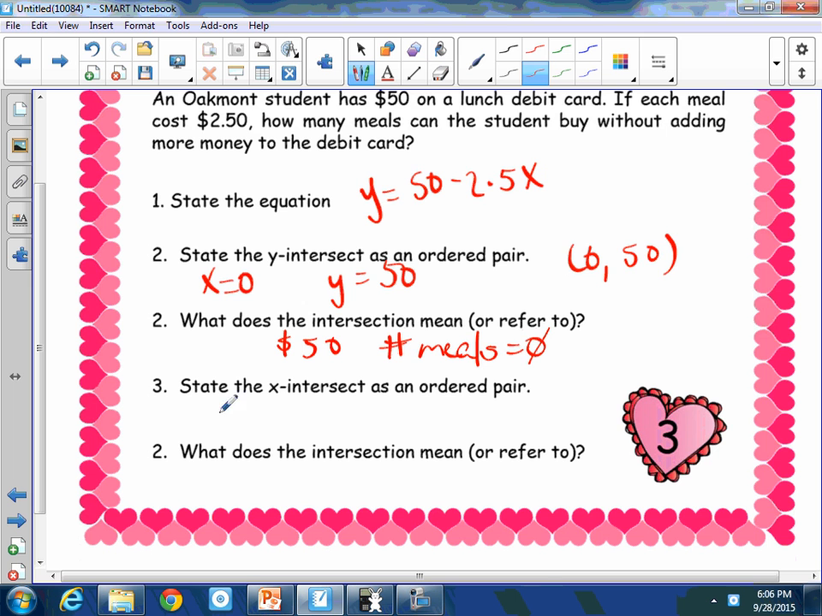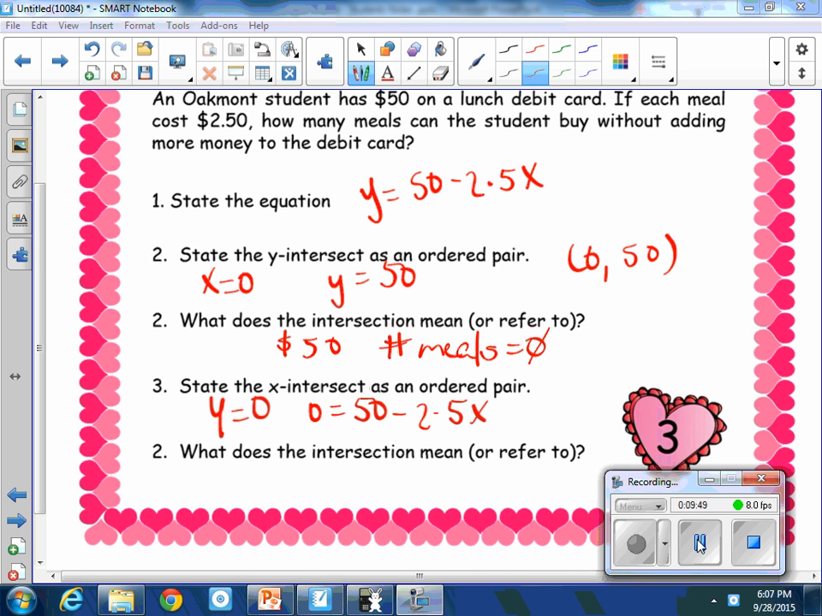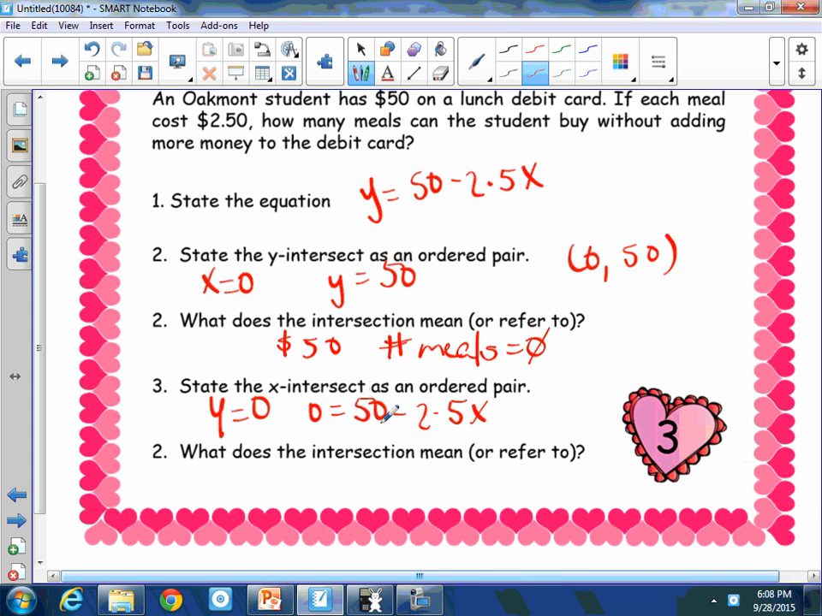On the x-intercept, y equals 0. So this part is 0. So you get that 0 equals 50 minus 2.5x. And then you solve this for x, so you're going to say minus 50 divided by negative 2.5. Those are the steps that you need to do. And you get that x equals 20.